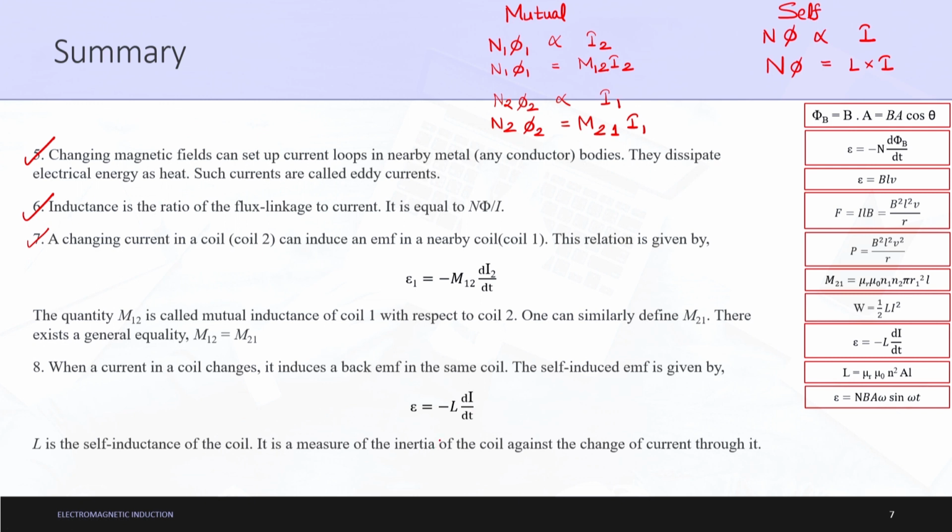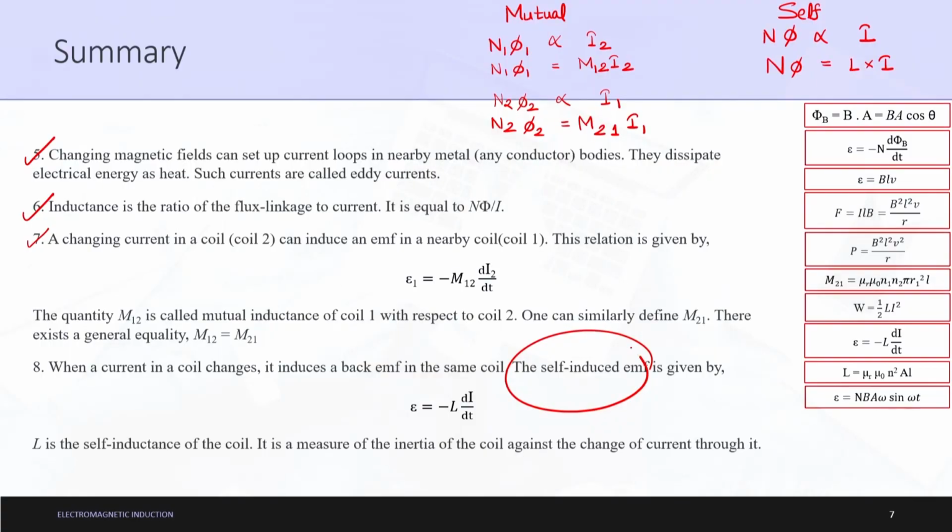Please make sure you understand what self induced means. If the current was passing through the same coil, so there was a change in the magnetic flux, then the EMF was produced in the same coil only. Because everything was self, the induction was also self, and hence self induced EMF came into picture, and a different name of this self induced EMF is back EMF. So, L is the self inductance of the coil, it is a measure of the inertia of the coil against the change of current through it.